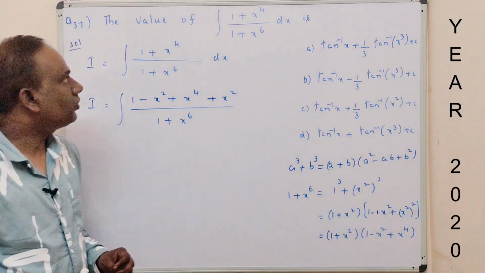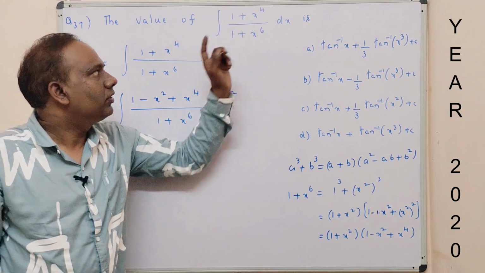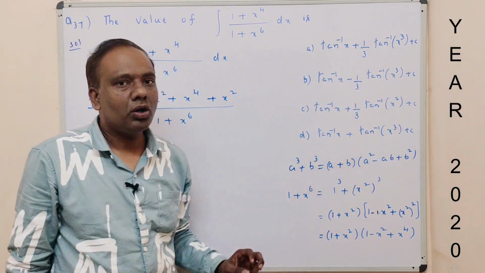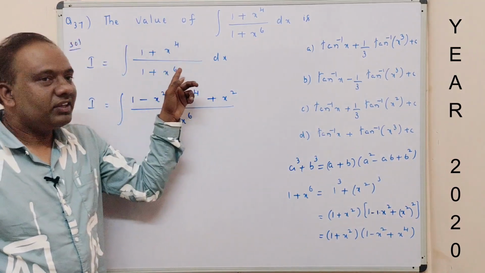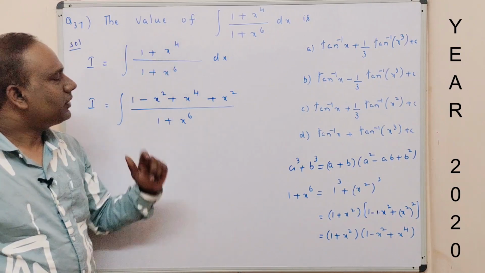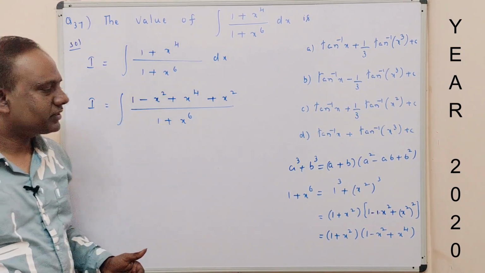Now here the question is the value of the integration of 1 plus x power 4 by 1 plus x power 6 into dx. So these are the options here. So this integration we can't integrate directly, that's why. So it is 1 plus x power 4, and here the denominator is 1 plus x power 6.